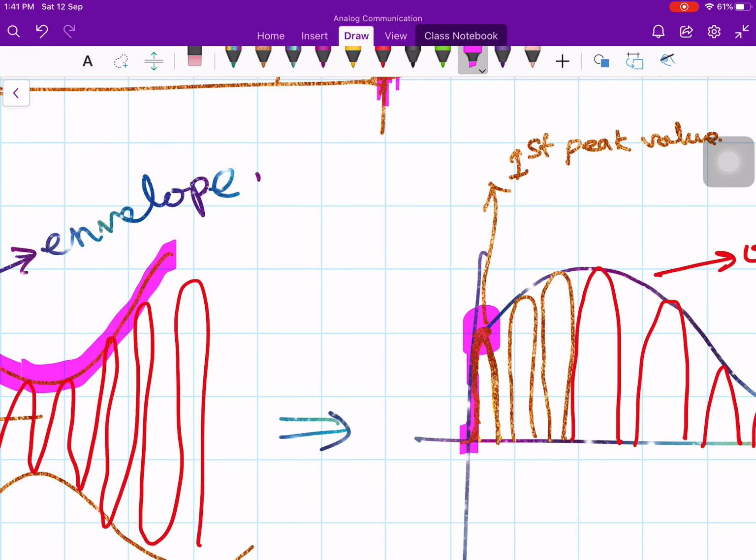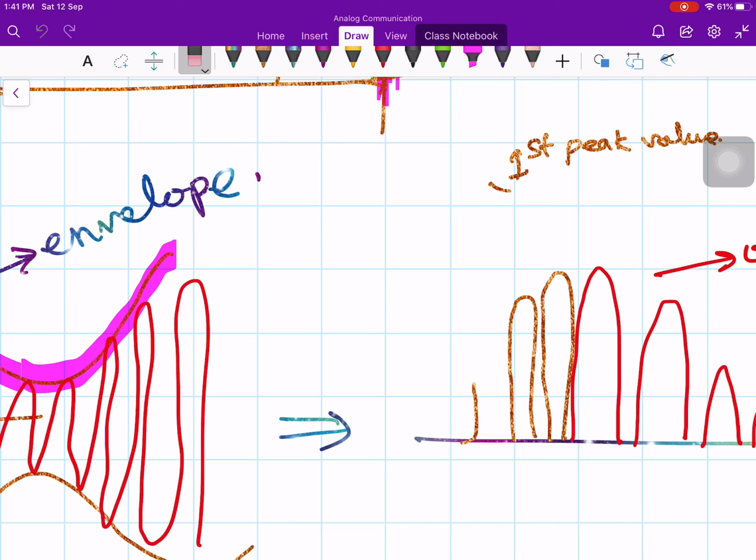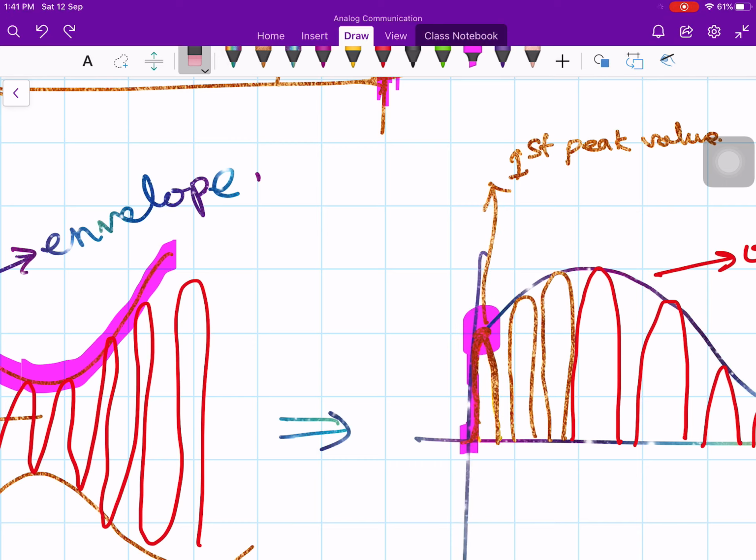So let me erase this. Let me use green color. So it goes like this, charges and reaches this point. The charging path is like that. Now what is the voltage here? This point, maximum voltage. Similarly, during the trailing edge, the voltage tries to drop.